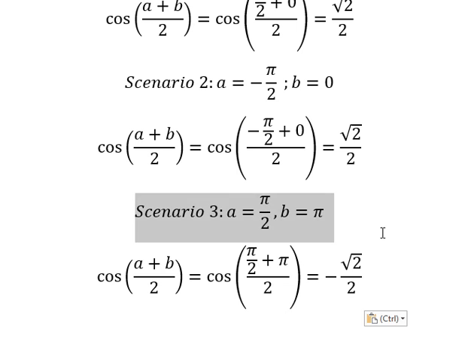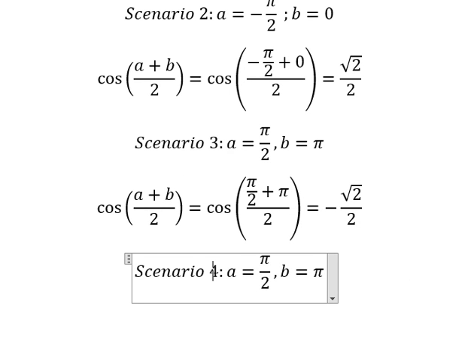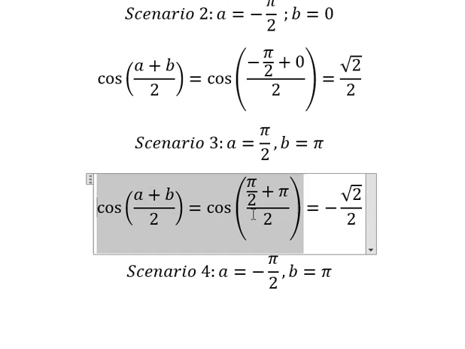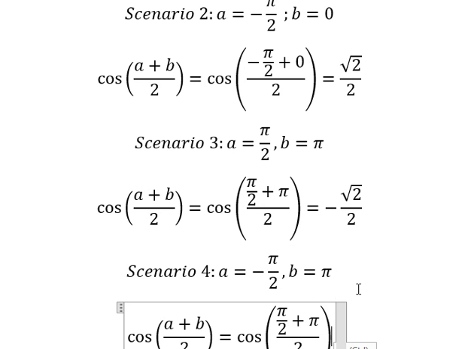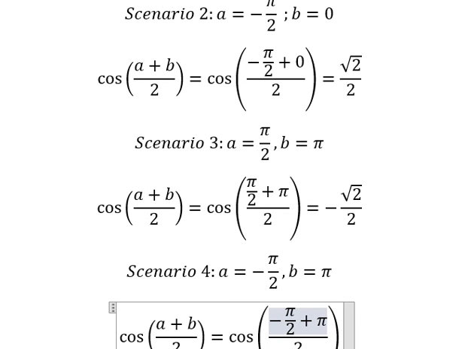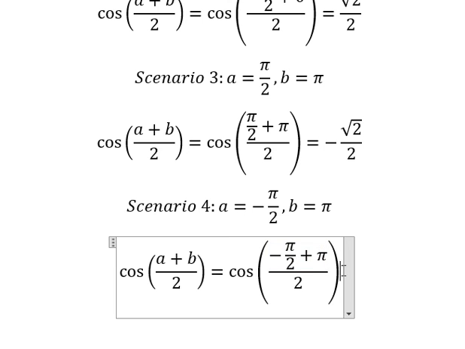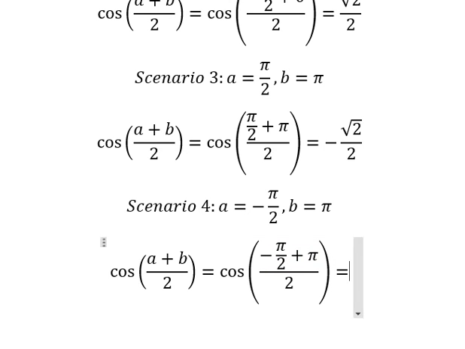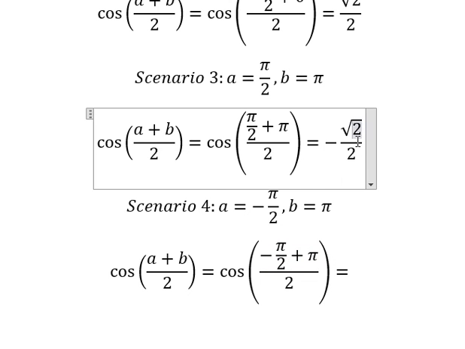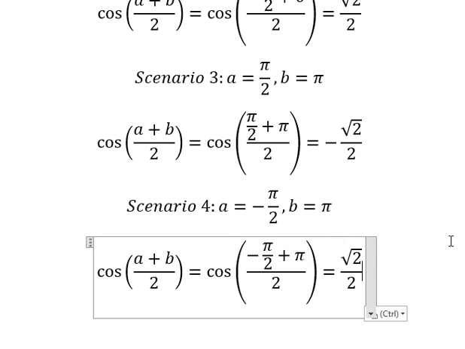And the last one, scenario number 4, that is a equals negative pi over 2. So we put negative pi over 2 in here, and we get the final answer. That's positive the square root of 2 over 2.